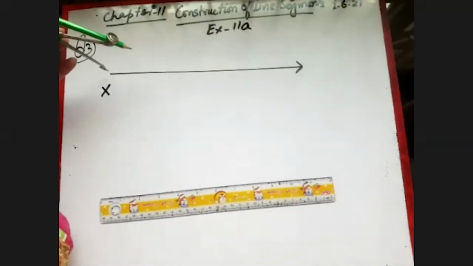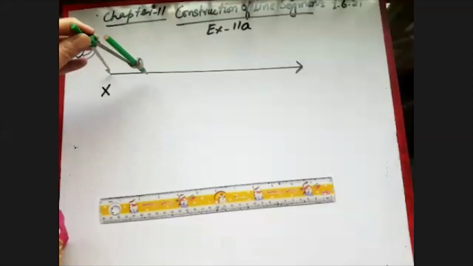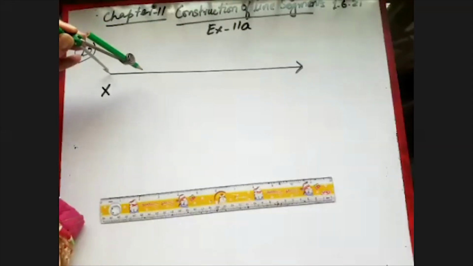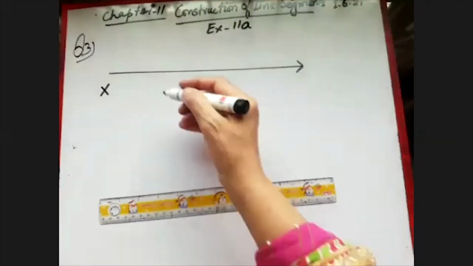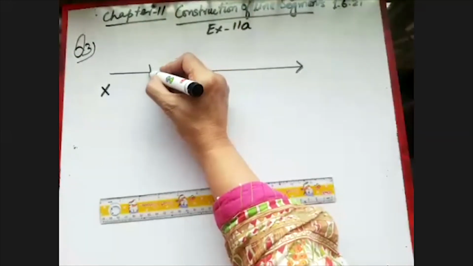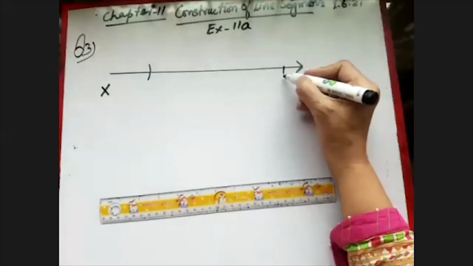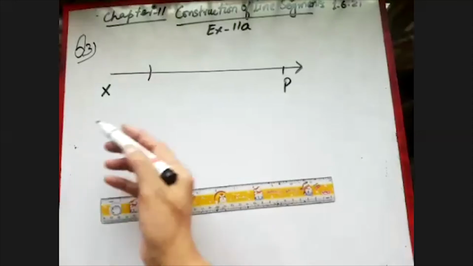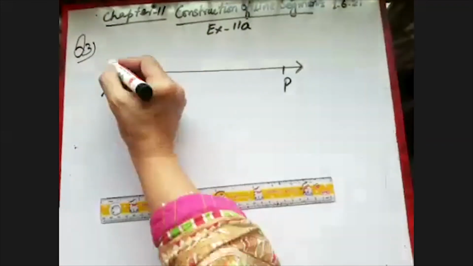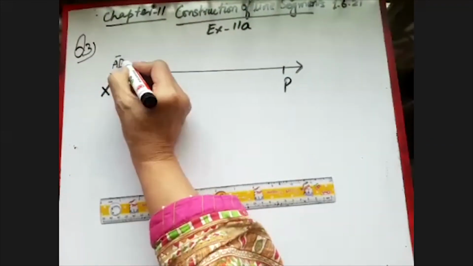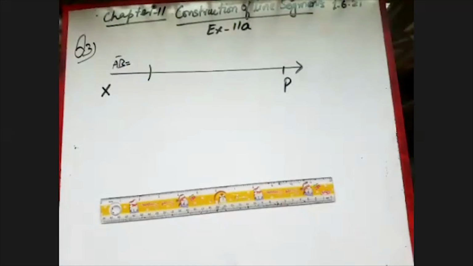Now put your metal end at X and mark an arc on line XP. So this is not a line, this is a ray. So mark the first arc at this point, and say this is the line AB. Its length will be measured from the book. So we'll see what is the length of AB.